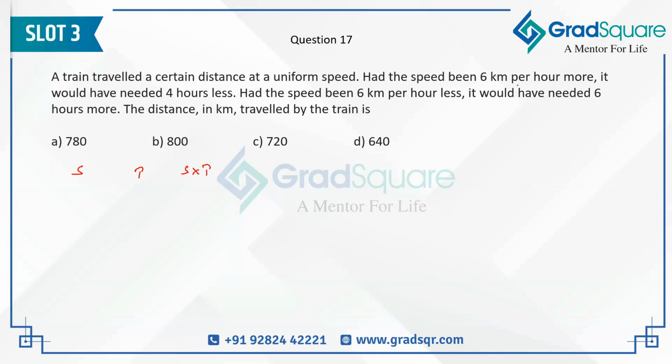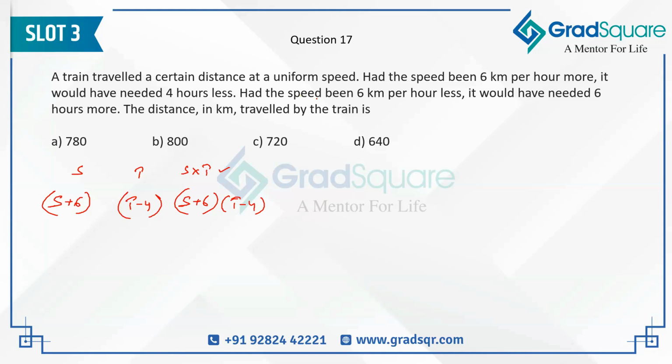Had the speed been 6 kilometers per hour more, so your speed turns out to be s plus 6. In that case, of course, when you have increased the speed, the time taken would be lesser. It needed 4 hours less, so it will be t minus 4. So even if I multiply s plus 6 multiplied by t minus 4, I should be able to get the same distance, which was s into t originally, correct?